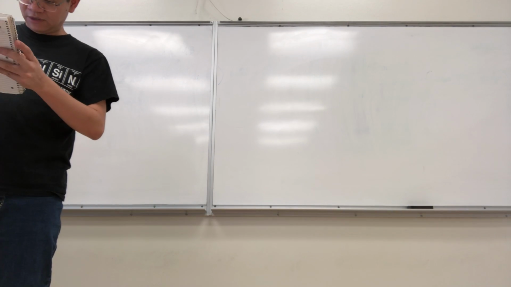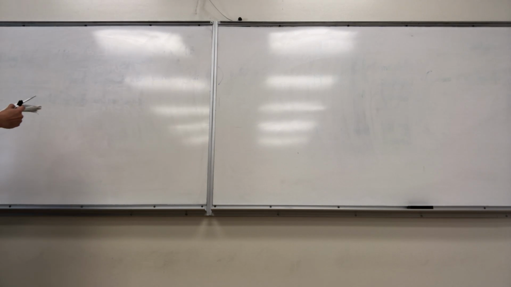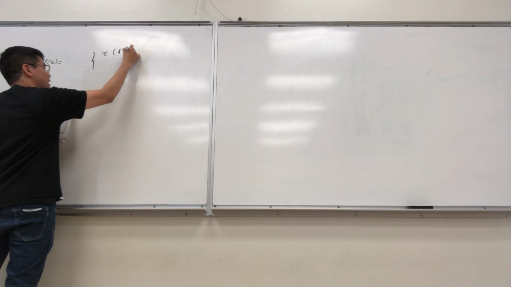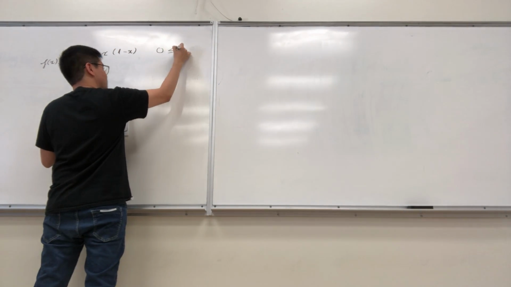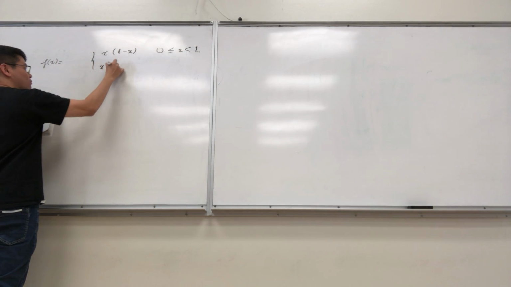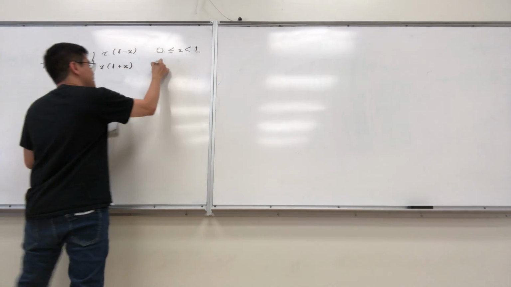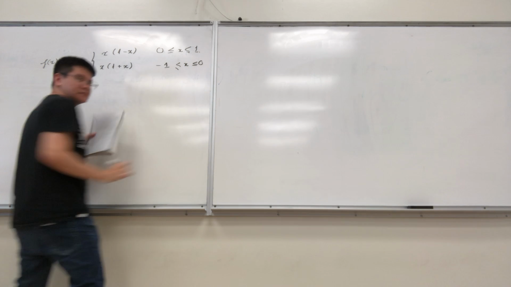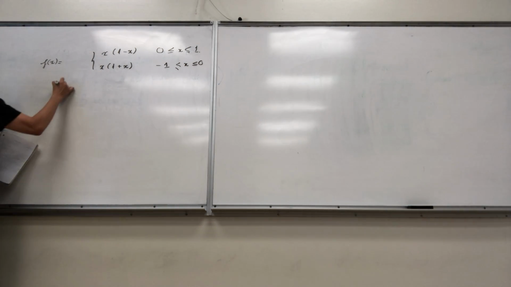So last time we were doing, so we finished everything? Or were we still working through the solution for the parabolic wave? All right, so we have the parabolic wave, f(x) will be x(1 minus x) when x is from 0 to 1, and x(1 plus x) when x is from minus 1 to 0. All right, this is the parabolic wave.